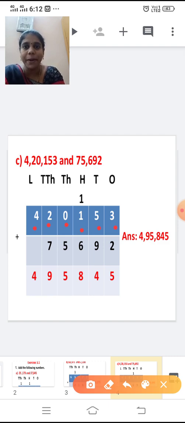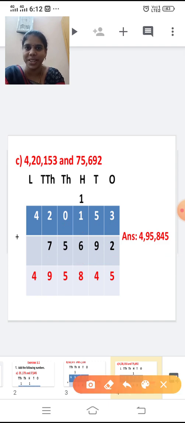Now take the second number, 75,692. 2 in the ones place, 9 in the tens place, 6 in the hundreds place, 5 in the thousands place, and 7 in the 10,000 place. Now what are we going to do? We are going to add this.